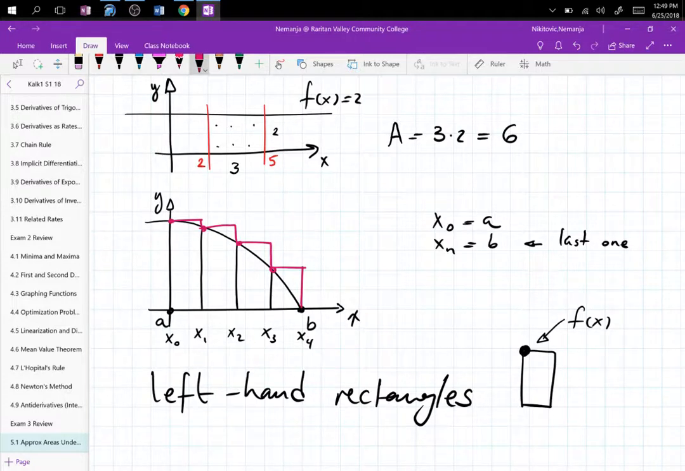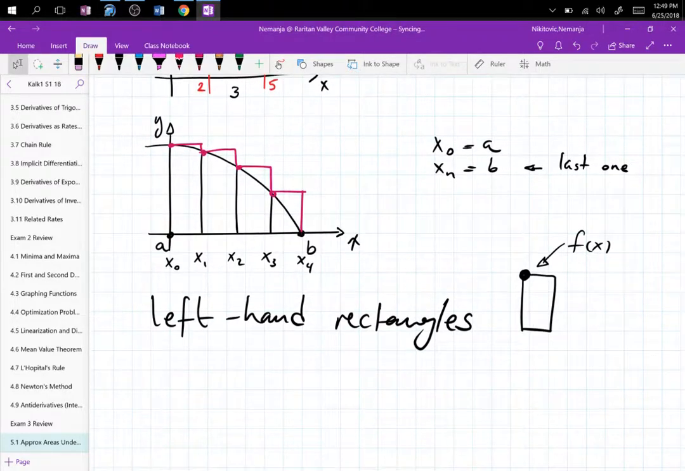So what I'm going to do now is create the formula. I am going to observe that this one over here is f of x0. Then this one over here is f of x1.